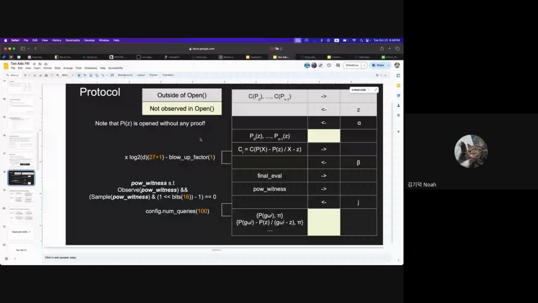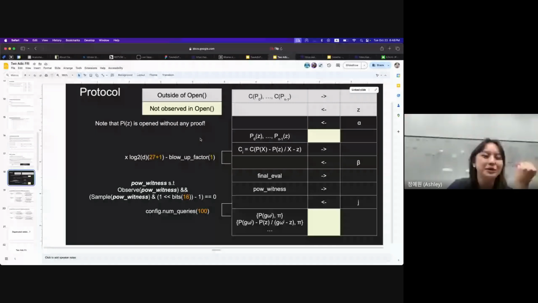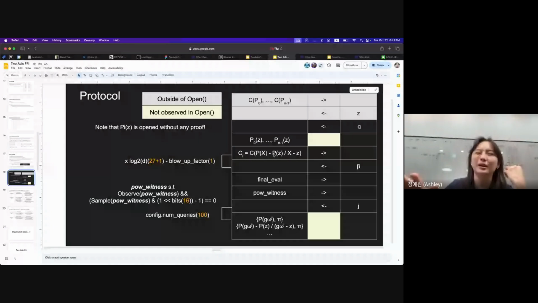I think this is pretty much most all of the main features that TwoAdicFri does that SimpleFri doesn't do. You can kind of see the protocol here. We commit all the evaluations of the polynomial on the domain. In our case, it's TwoAdicFri. It's done on a coset with LDE, which just means the log blow factor is included in that.